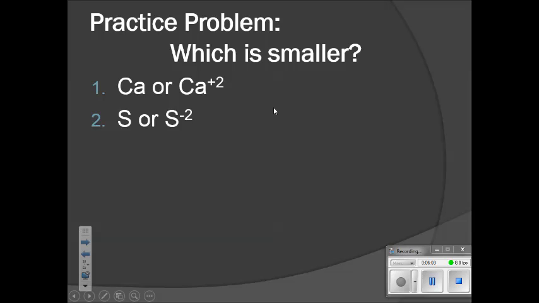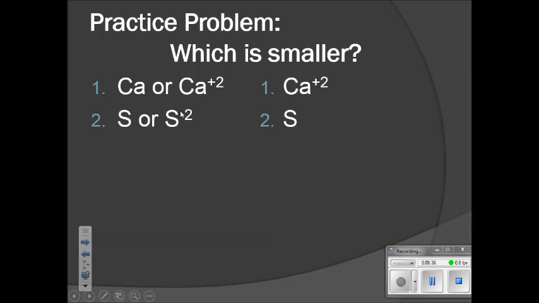Pause the video. Okay, so for number 1, you should have said Ca+2, and the reason for that is because you were losing the 2 valence electrons, and so you were dropping down an entire energy level. Okay, calcium with a +2 charge is acting like argon. So energy level wise, it is on the same energy level as argon is. Now S and S-2, you should have picked S as the smaller one because S-2 has more electrons than S, and if it has more electrons, you'll be repelling more. But again, to me, that's confusing.